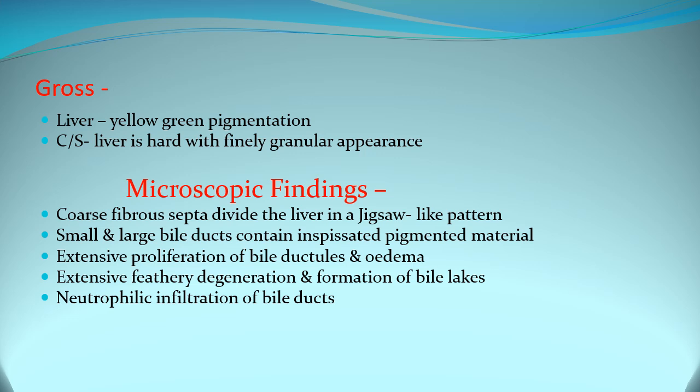There is extensive proliferation of the bile ductules and edema, extensive feathery degeneration and formation of bile lakes. Then neutrophilic infiltration of the bile ducts. Here you will see neutrophilic infiltrate; in primary there is lymphocytic infiltrate. Here a jigsaw-like pattern is there. There, uniformly distributed microgranularity. Okay, and there is extensive proliferation of the bile ducts and edema.